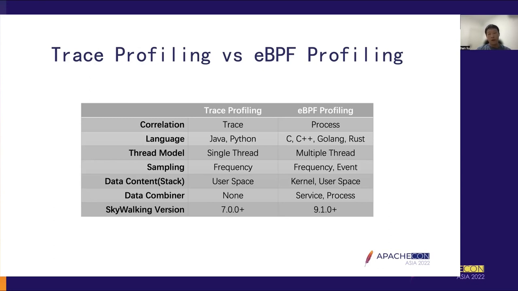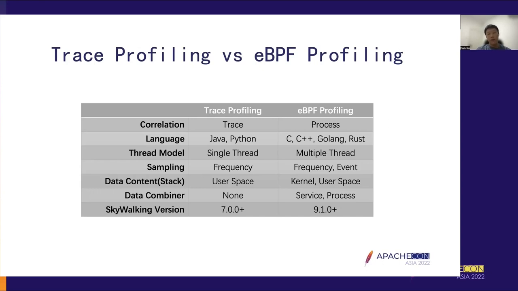For the content of the profiling, trace profiling can only obtain the user space stack, but eBPF profiling could obtain both the user space and the kernel space thread stacks. Usually, the thread stack of the user space is enough to resolve common problems. But when there are problems that the user space stack cannot handle, the kernel space stack becomes very important. For the data combination, trace profiling cannot currently aggregate multiple traces, but eBPF profiling can not only aggregate the current process, but also aggregate all processes under the same service.